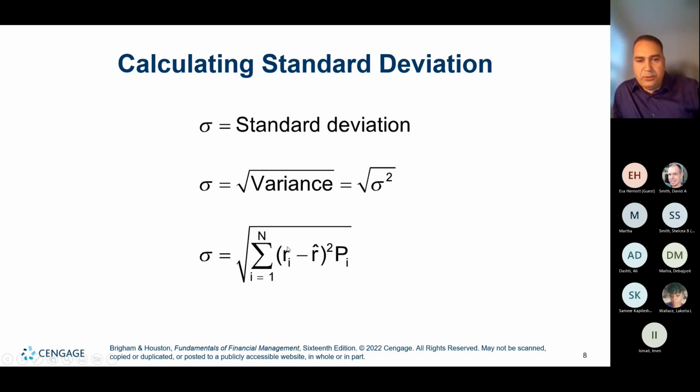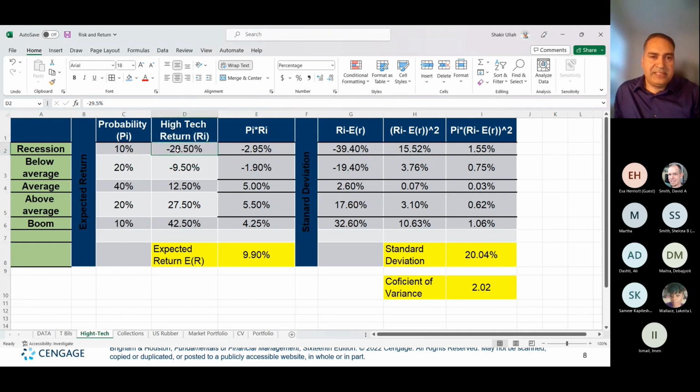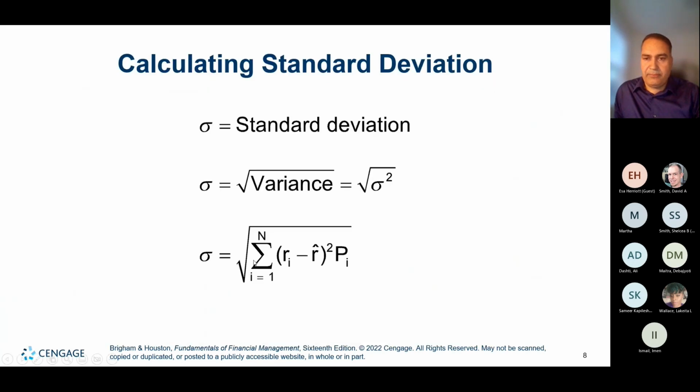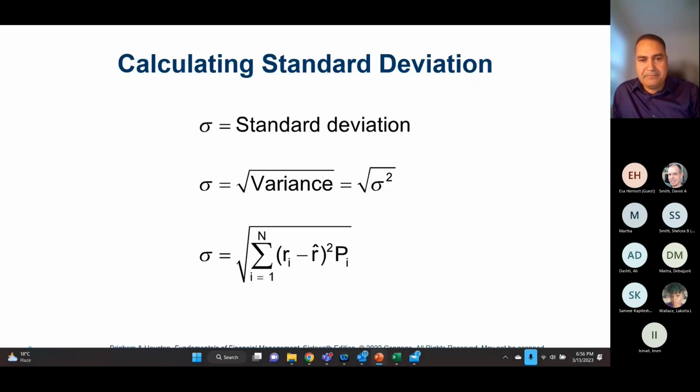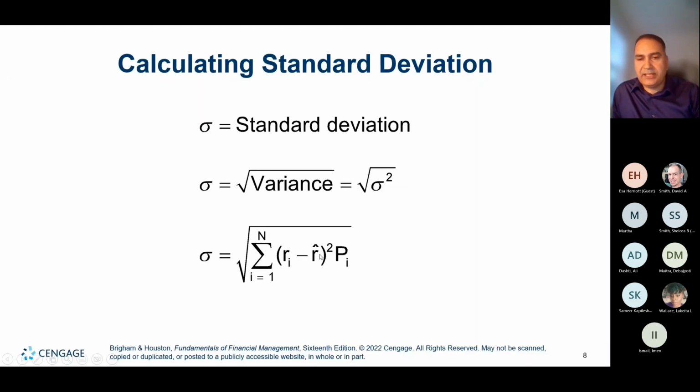The steps involved are, Ri is basically the given return of those assets. So going back, for example, for the high tech industry, these are the Ris, the given returns in those situations. And this R cap is the expected return that we just calculated. So we will subtract the expected return from the given return in all of those situations. That would mean we subtract this 9.9% from minus 29.5, then from this number, from that one, from that one.